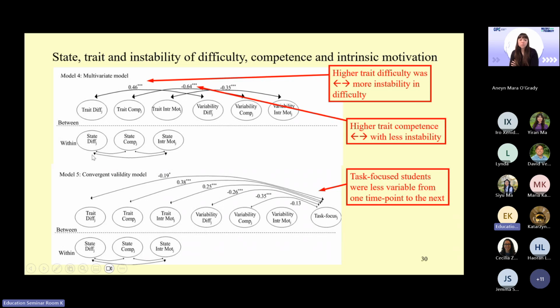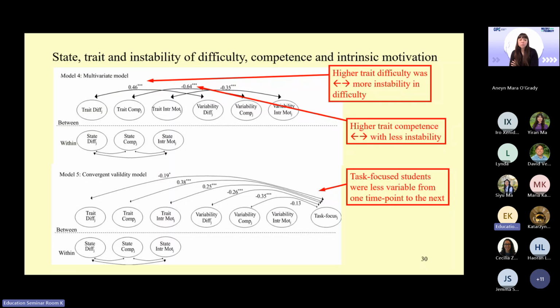So state difficulties, these are the situational ones. So this is modeled as a state. And then you take the average difficulty that the student reports across the week. This is the trait difficulty. So we take all the difficulties experienced across the week, and this is the individual's average.